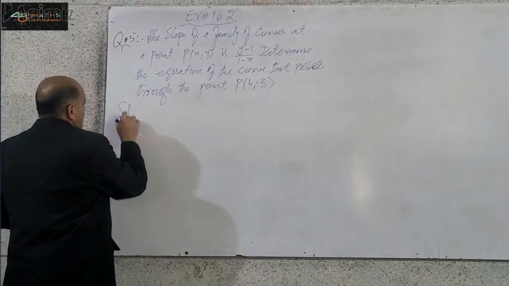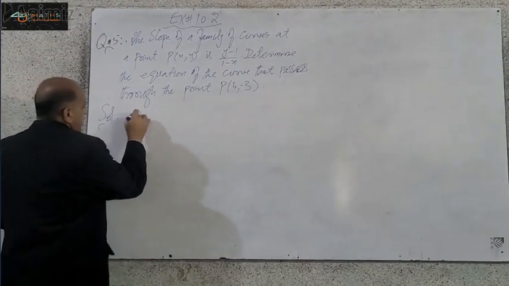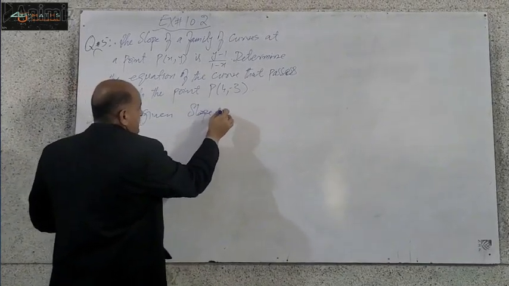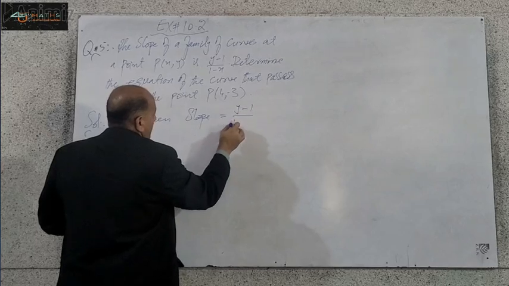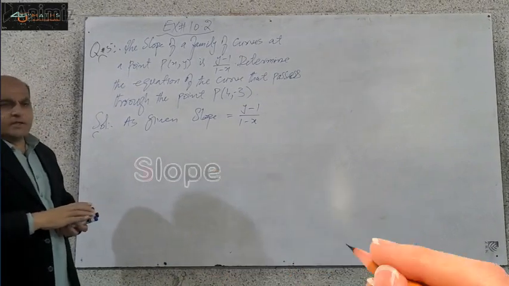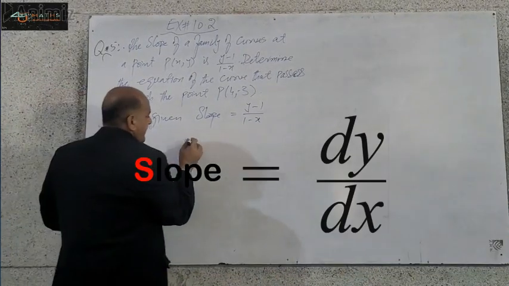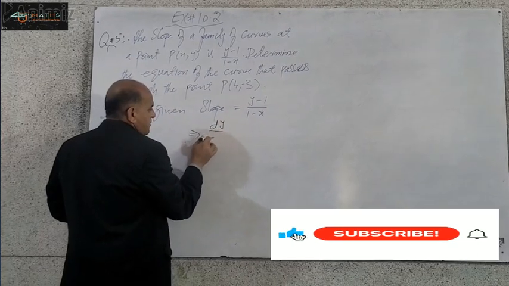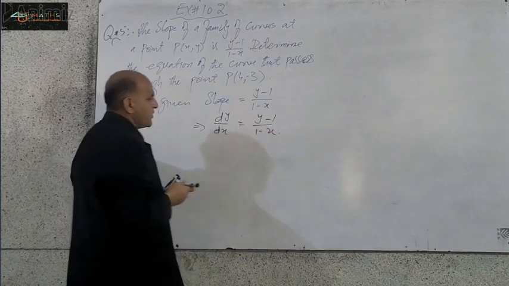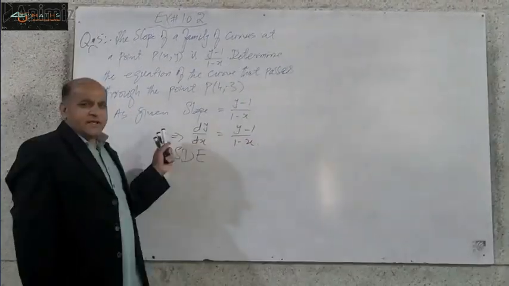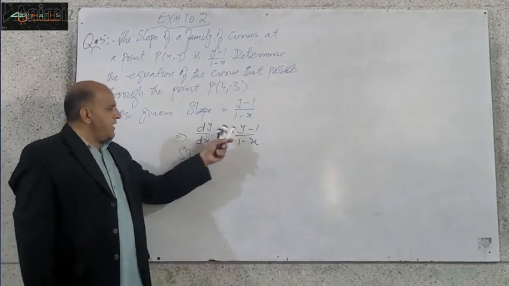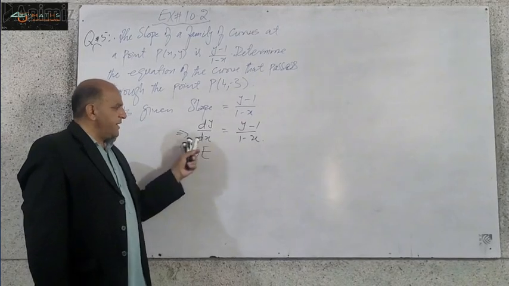So, coming to the solution of this question, as we have given that the slope of the family of curves is (y minus 1) divided by (1 minus x). We know that the slope represents the derivative of a function. That is, dy/dx is equal to (y minus 1) divided by (1 minus x). We can see that this equation is an SDE, that is a separable differential equation. That is, we can easily separate y and its differential, similarly x and its differential.